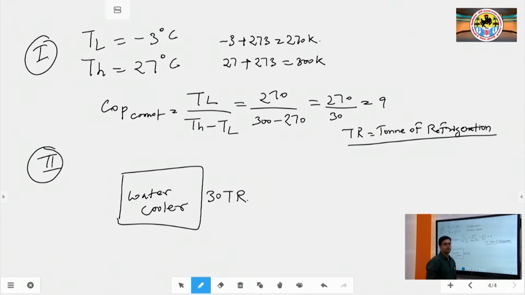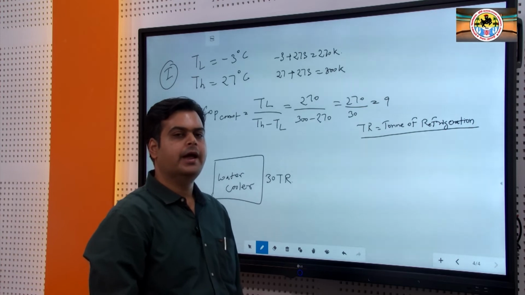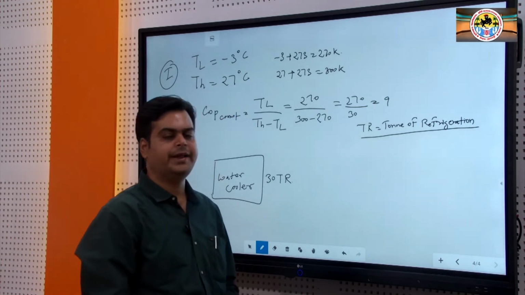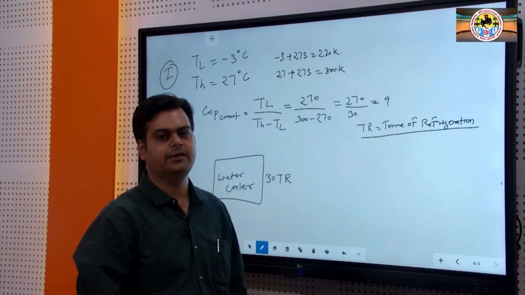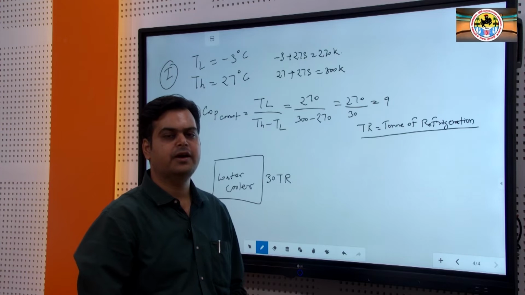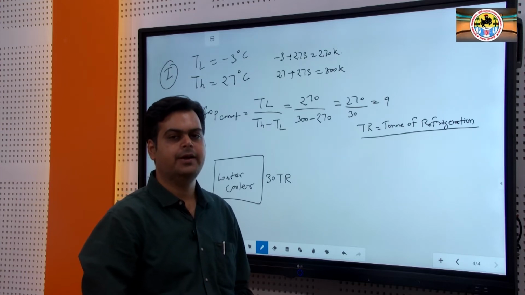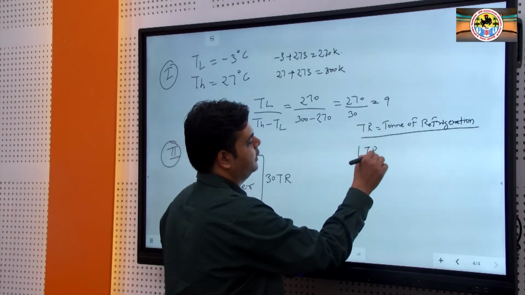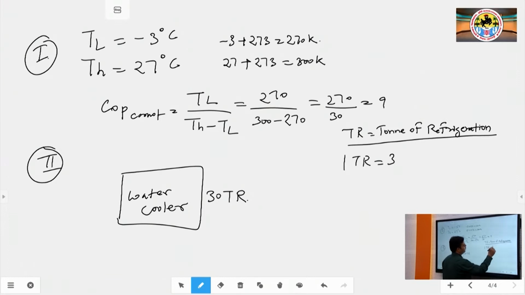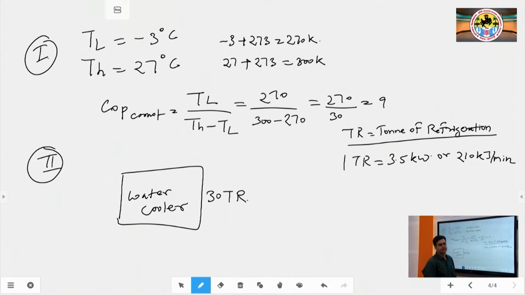It is also called the unit of refrigeration, and it is the amount of heat extracted from 1 ton of water at 0 degree centigrade to convert it into 1 ton of ice at 0 degree centigrade in 24 hours. So, 1 TR is equivalent to 3.5 kilowatt or 210 kilojoule per minute. That is the unit of refrigeration, or the capacity of the refrigeration.